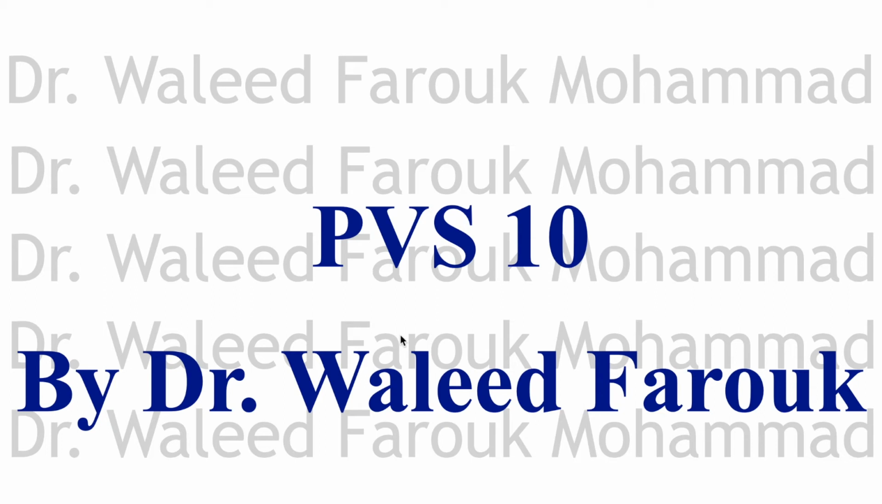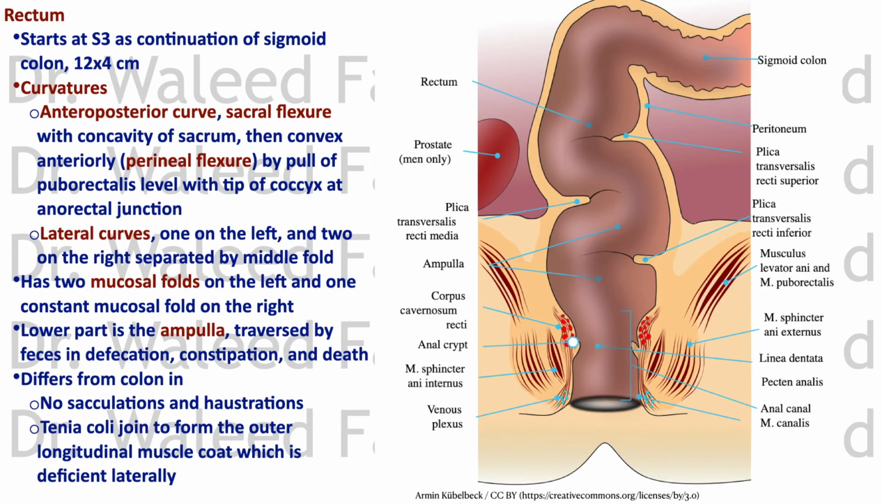Today we will be talking about the rectum, so let's begin. The rectum is a continuation of the sigmoid colon at the level of S3. Remember this when we studied it in the abdomen. The sigmoid ends at the level of S3 and begins the rectum from there. And the rectum descends in the curvature of the sacrum.